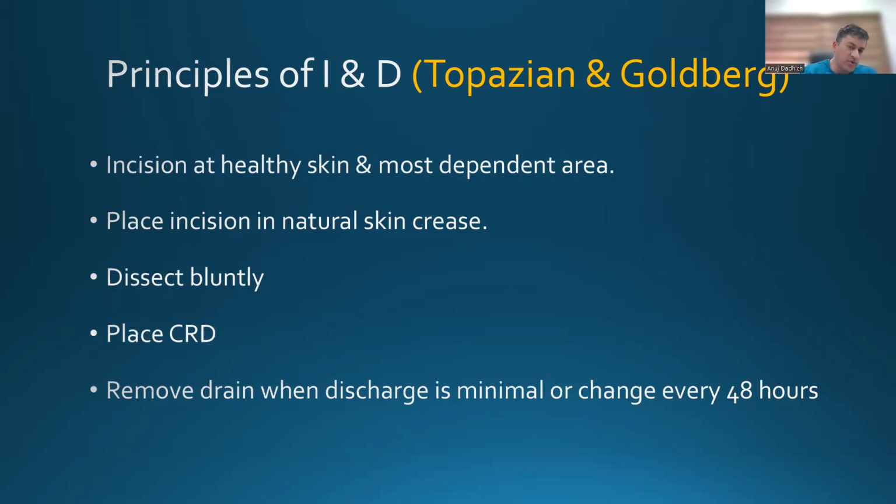Now, how long should the drain stay in place? There are two factors. One, if there is persistent discharge coming out of the abscess cavity, we should change the drain every 48 hours. The reason we should change the drain every 48 hours is because the drain itself can act as a foreign body. The drain itself can cause some infection in that wound. So that is the reason why it should be changed every 48 hours. Or if the discharge is minimal or there is no discharge, then we should remove the drain and allow the wound to heal by secondary intention. Okay. So these are the principles of incision and drainage that everybody should be aware of.